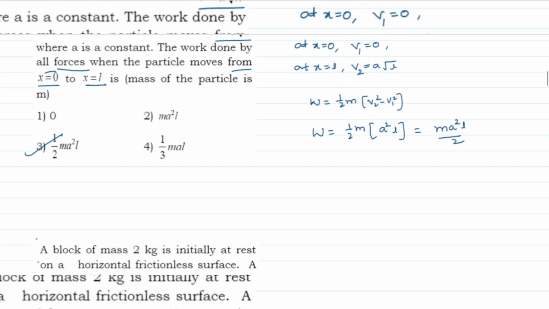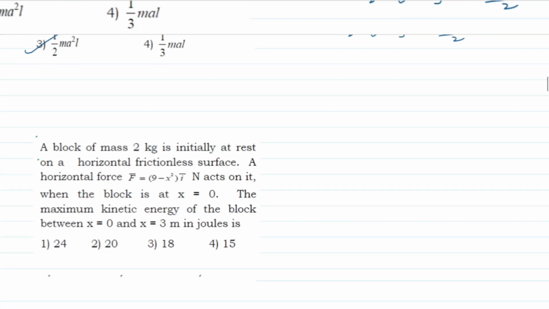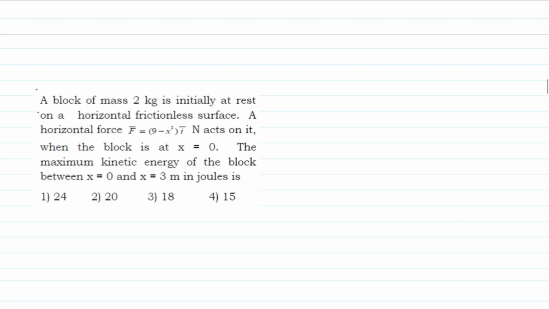Let us see the next question. A block of mass 2 kg is initially at rest on a horizontal frictionless surface. A horizontal force acts on it, and the block is at x equal to 0. The maximum kinetic energy of the block between x equal to 0 to x equal to 3 meters, in joules, is asked. Since it is a 2 kg block initially at rest on a smooth surface.